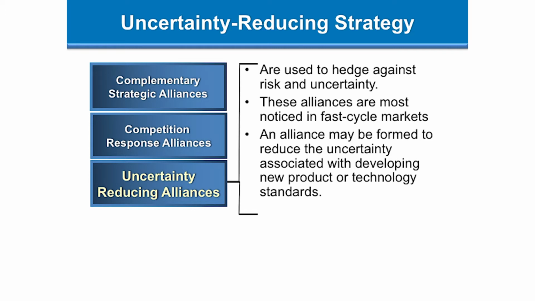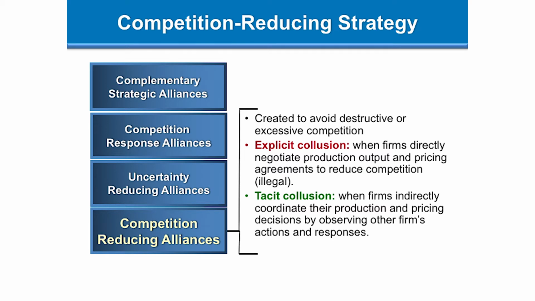Uncertainty reducing strategy is used to hedge the possible risk in a new emerging market or industry. A good example is that Daimler AG, the German automotive manufacturer of Mercedes-Benz, formed a partnership with Tesla by buying Tesla's batteries for reducing future uncertainty. The last business level cooperative strategy is competition reducing alliances. This strategy could be illegal or even not be in the strategy segment, because either explicit collusion or tacit collusion type of strategic alliances directly or indirectly coordinate and control the supply and the price to reduce competition.